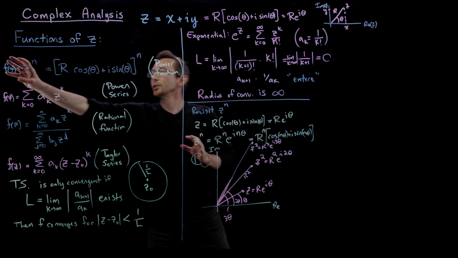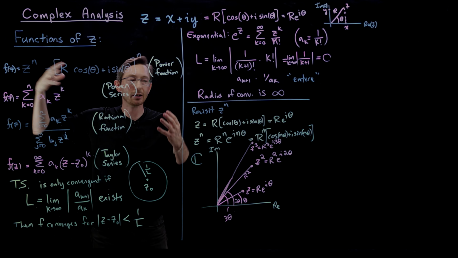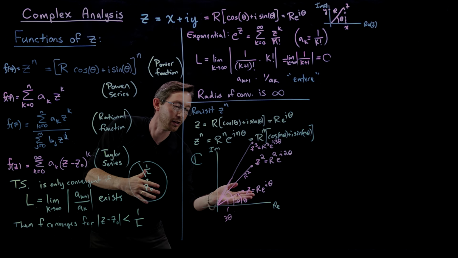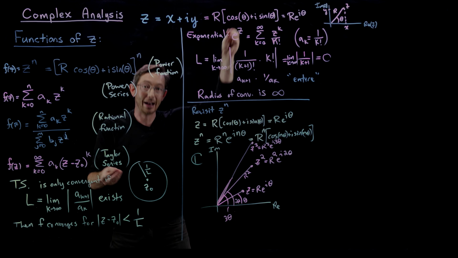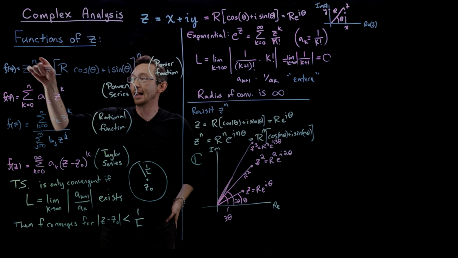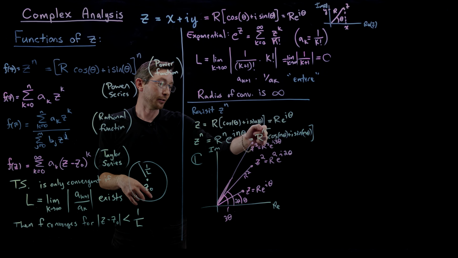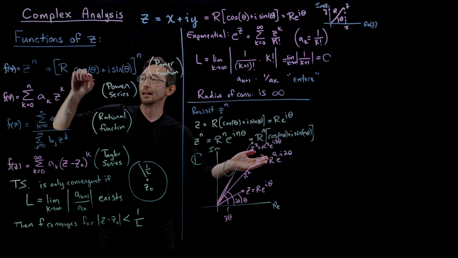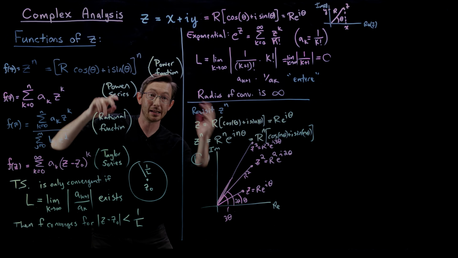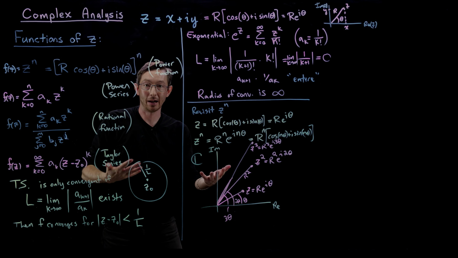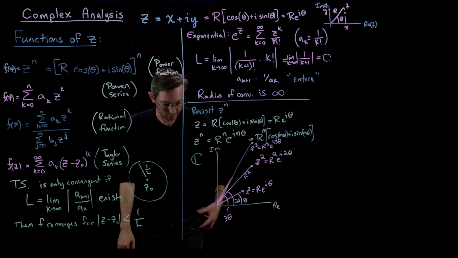Okay, so these functions are really easy to understand when you think about them in polar coordinates, because the radius gets taken to that power. So z to the n has radius to the n, and its phase angle in the complex plane is multiplied by n.